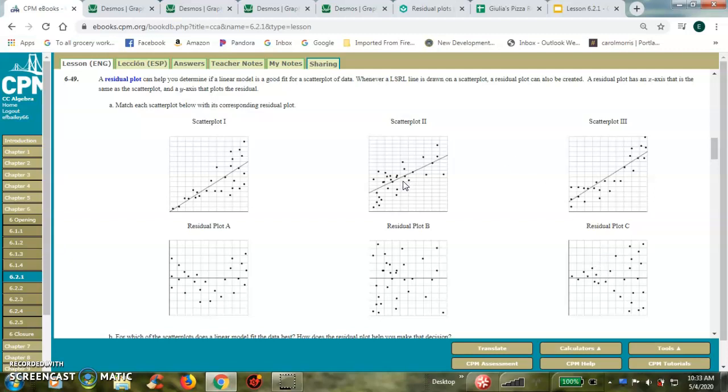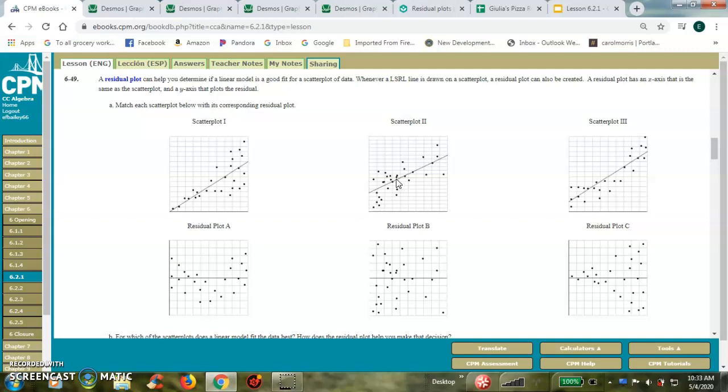For scatter plot 2, well, right here near the beginning, there's one that's a positive, one that's a negative. Then you've got a couple below here. Again, if I'm looking at residual plot A, it really does look like there's 3 here. One slightly positive, one more positive, and one negative.